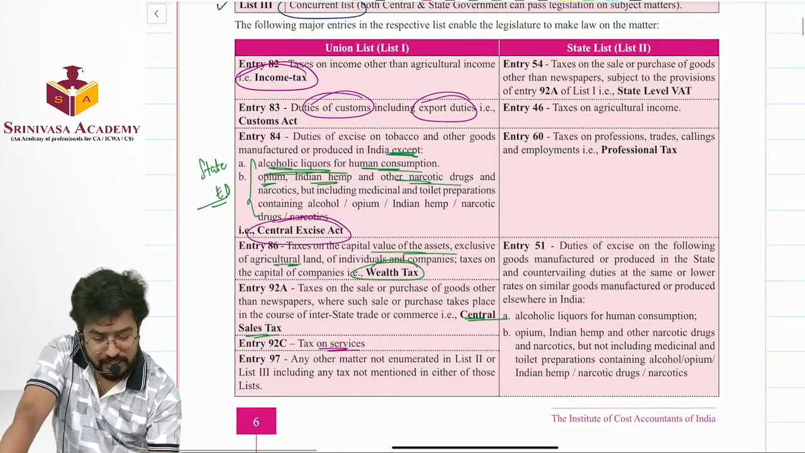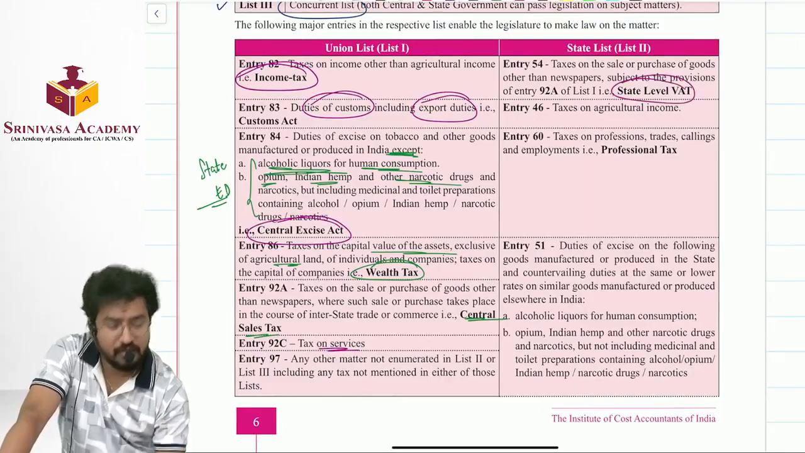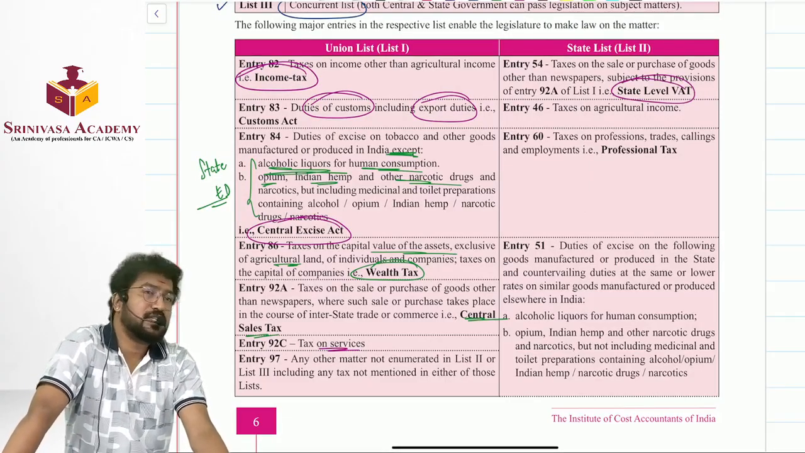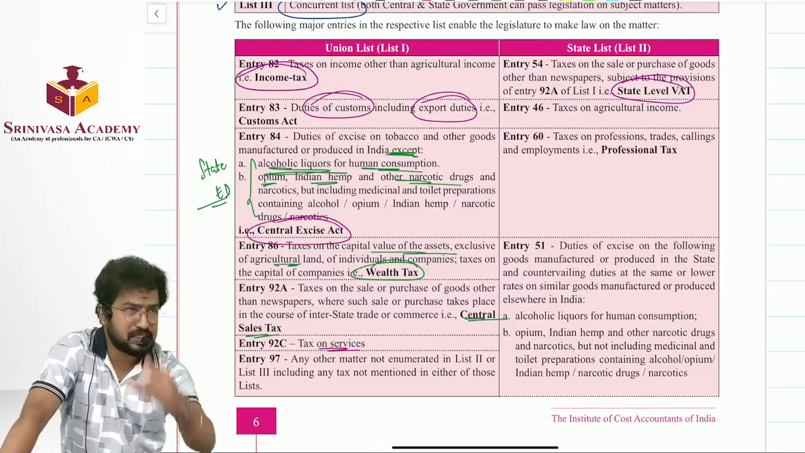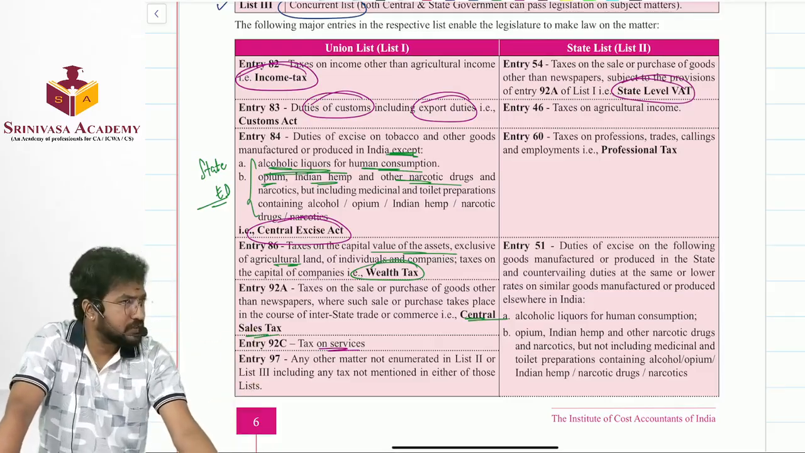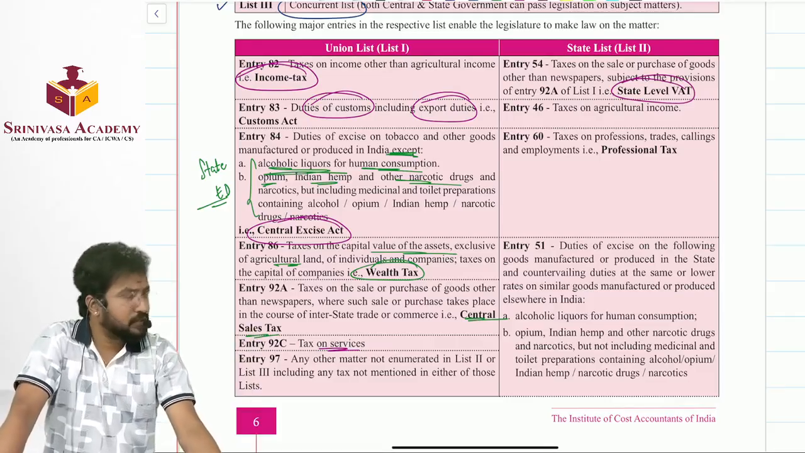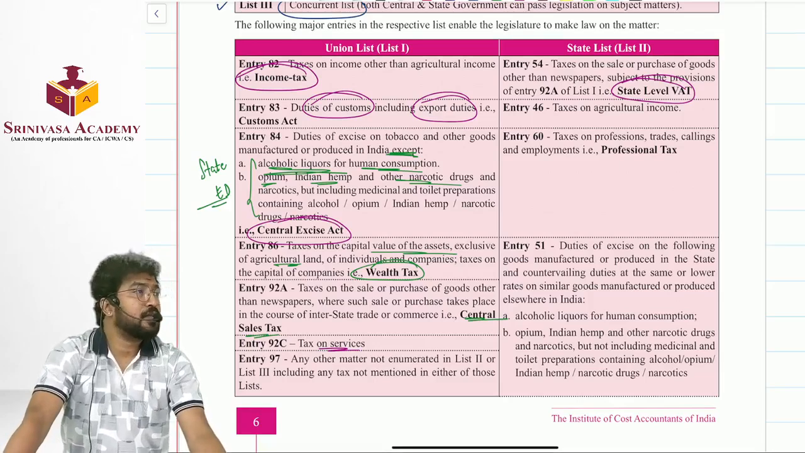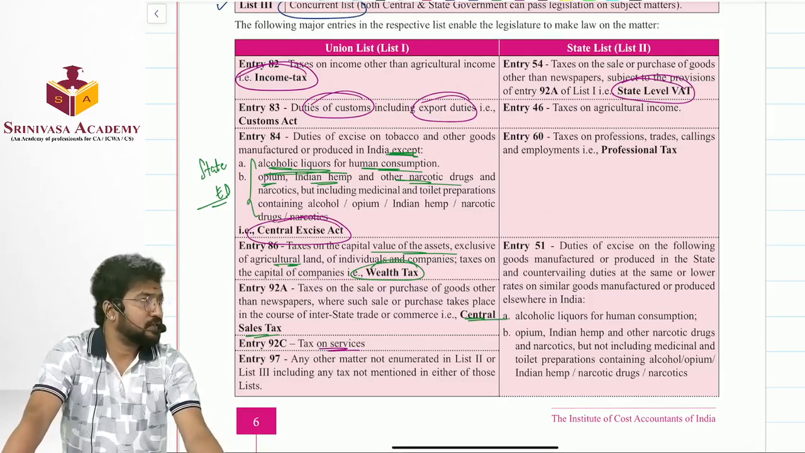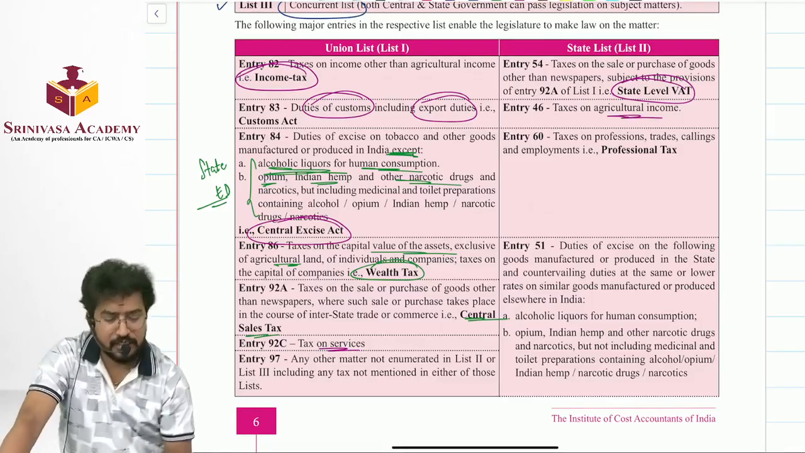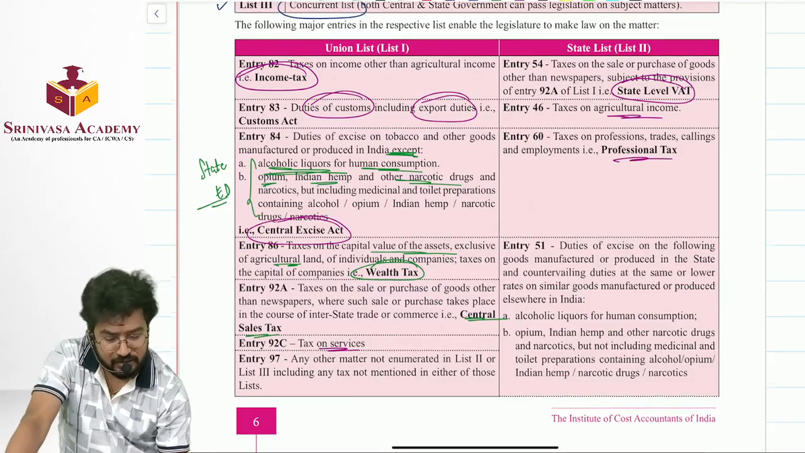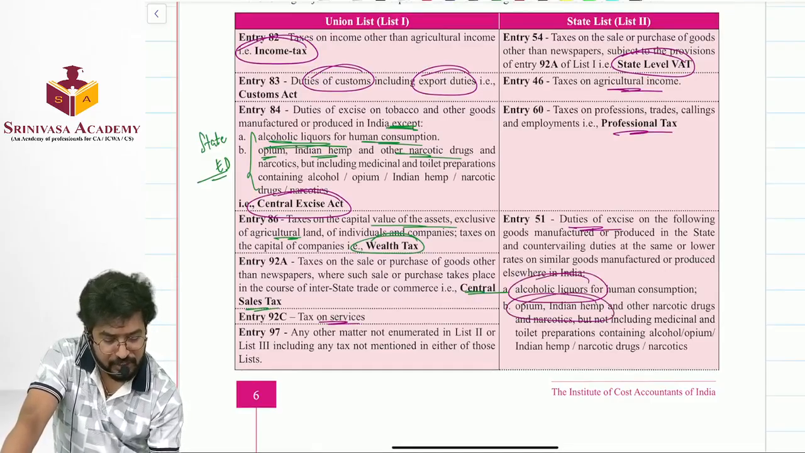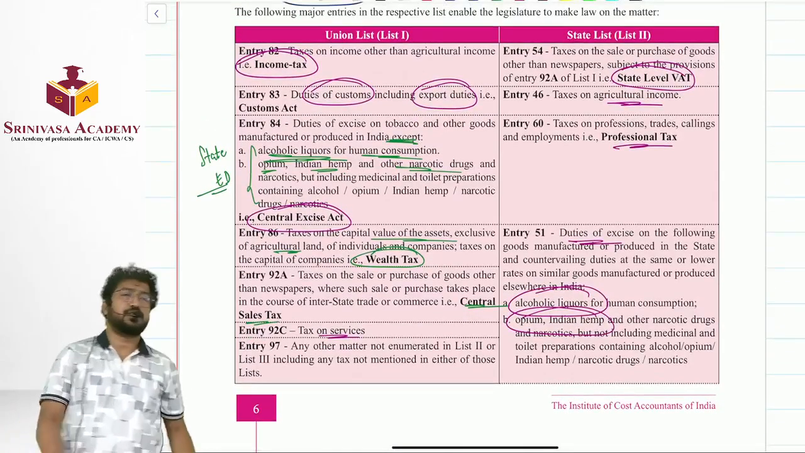Next, the state list. What all was there? State level VAT. When state level VAT was imposed, the sale was within the state. Suppose in Tamil Nadu we are selling furniture to a customer, what were we levying? State VAT. If from Tamil Nadu to Rajasthan we were selling, then central sales tax, CST. Next, tax on agriculture income, professional tax, and duties of excise on alcoholic liquor for human consumption, opium, Indian hemp, all these things. State excise duty was coming into picture.